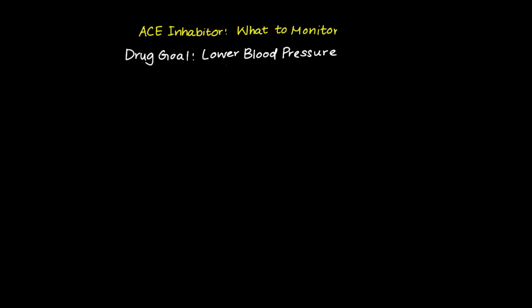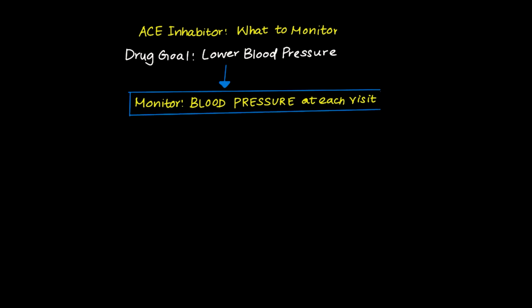This is a simple but commonly tested question about monitoring ACE inhibitor therapy. Captopril is prescribed for hypertension and heart failure. Its entire purpose is to lower blood pressure. So the most important vital sign to monitor is blood pressure at each visit. That is how you know the drug is working. If blood pressure is at target, the drug is doing its job. If it is still high, adjustments are needed.